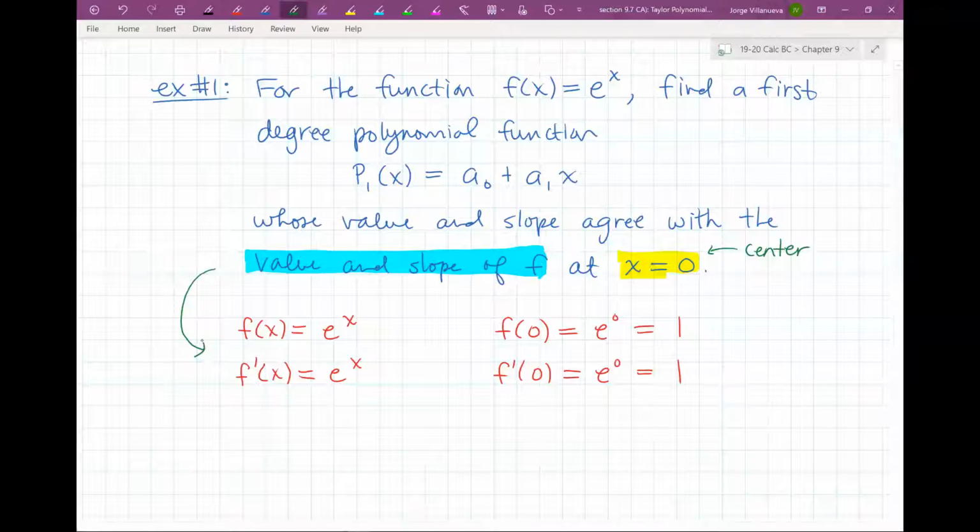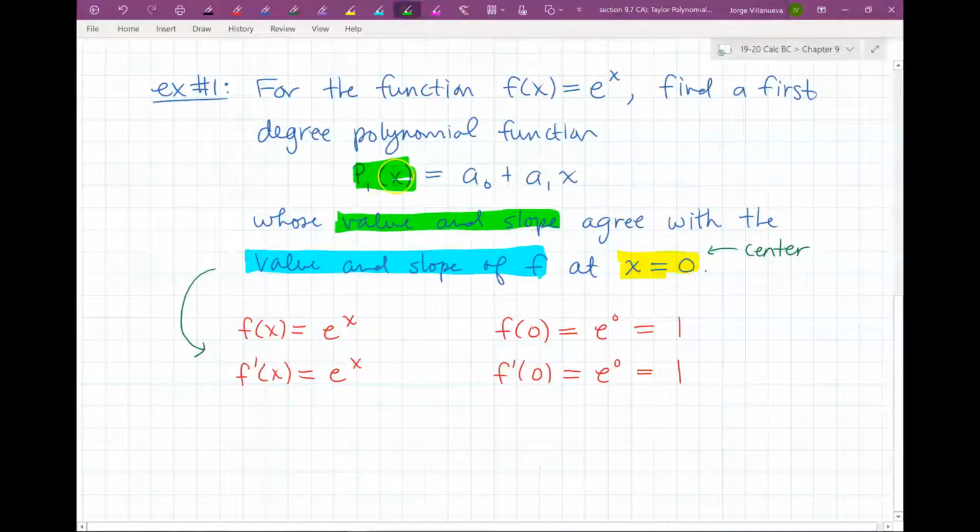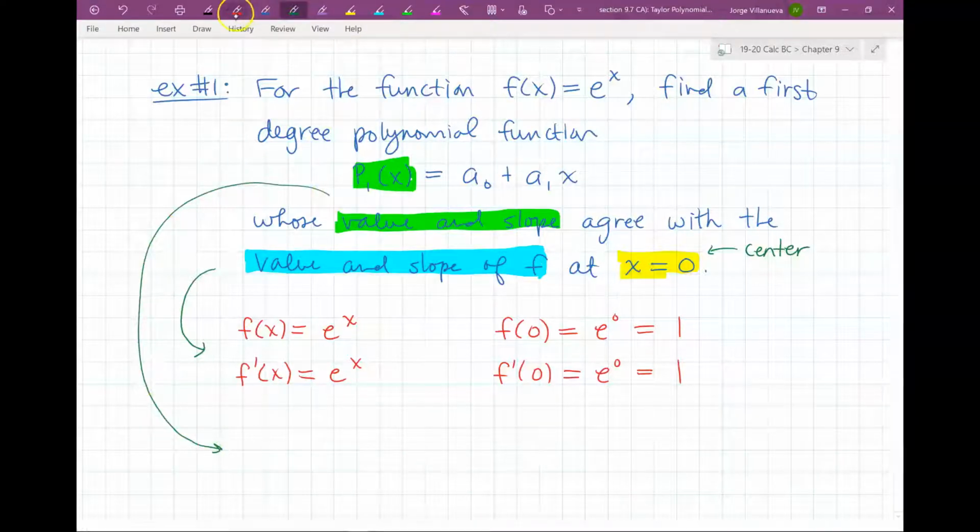So, now that I've done that, I'm going to figure out the top part, where they say make sure that the value and slope of p agree with the value and slope of f. Now I'm going to do that part. So, I know p sub 1 of x, right? I already know p sub 1 of x. Let me write that down here. So p sub 1 of x is equal to a sub 0 plus a sub 1 x.